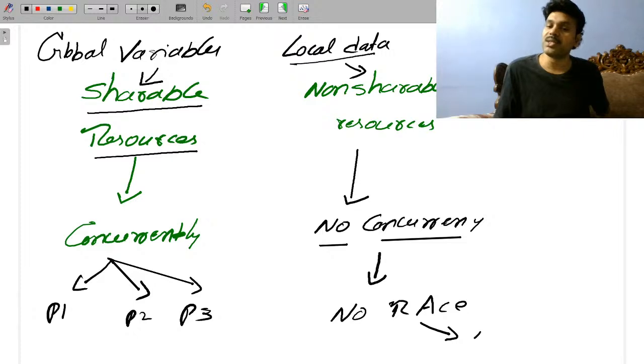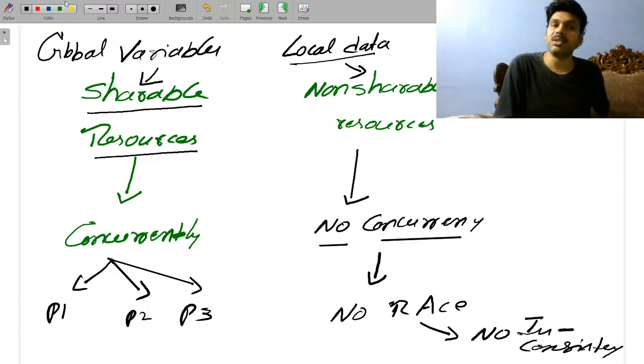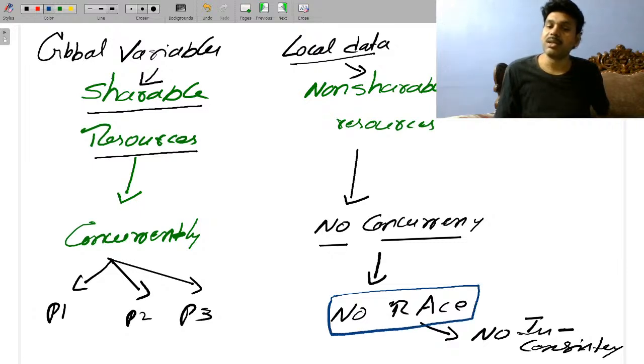When there is no concurrency here, there is no concept of a race. When there is no race here, there is no concept of what? Inconsistency. So no inconsistency here because the resource is not shared. When the resource is not shared, there is no concept of a race here. But here it is not like that.